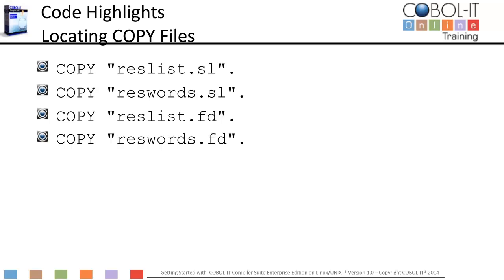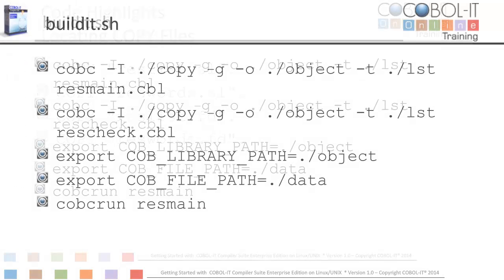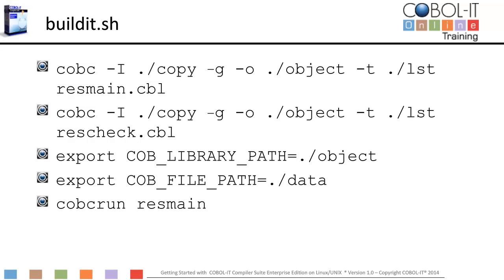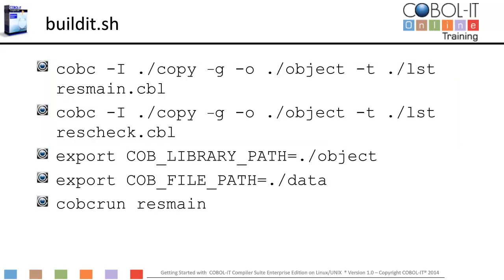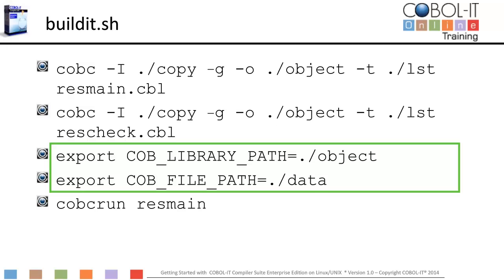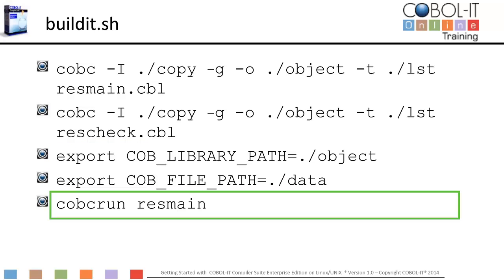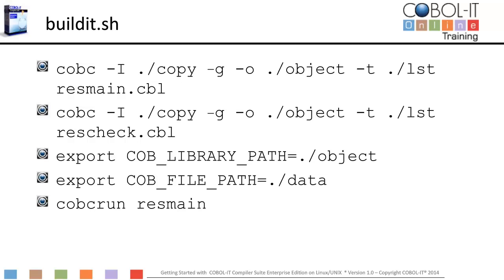Now, let's take a look at the buildit shell script one more time. This is the buildit shell script. We will run buildit.sh from the command line to compile and run the RESMAIN application. Buildit.sh compiles the sample programs, and sets the necessary runtime environment variables. Finally, the runtime, COBOL-IT run, initiates the runtime session. The runtime will load the compiled object named resmain.so from the object directory and launch the application.